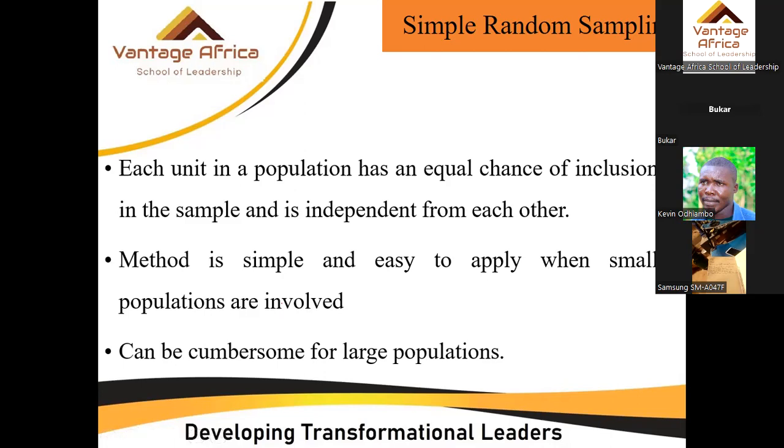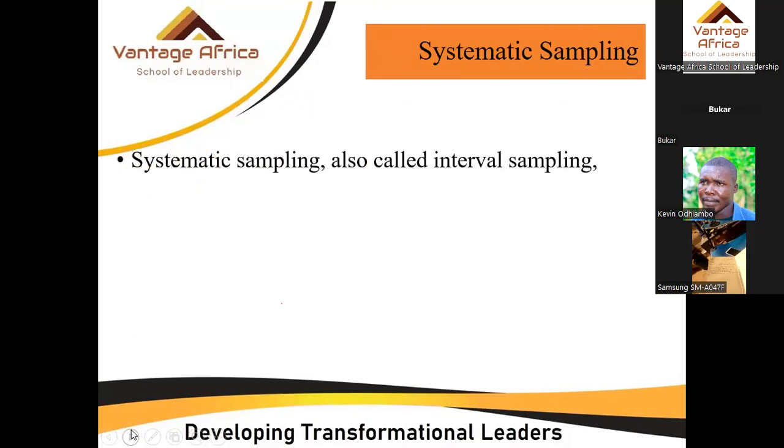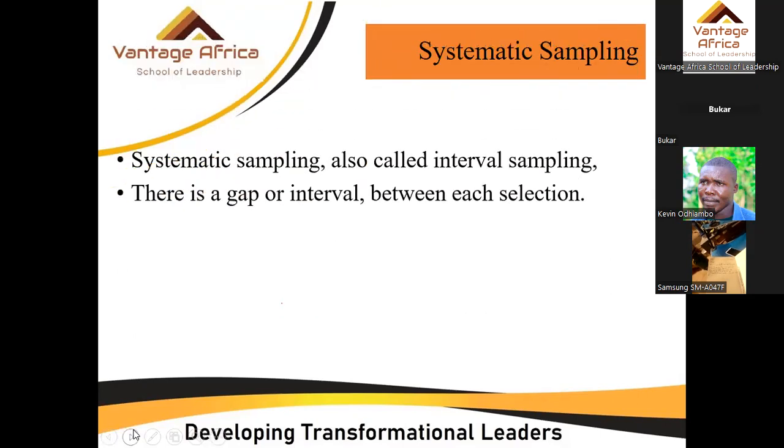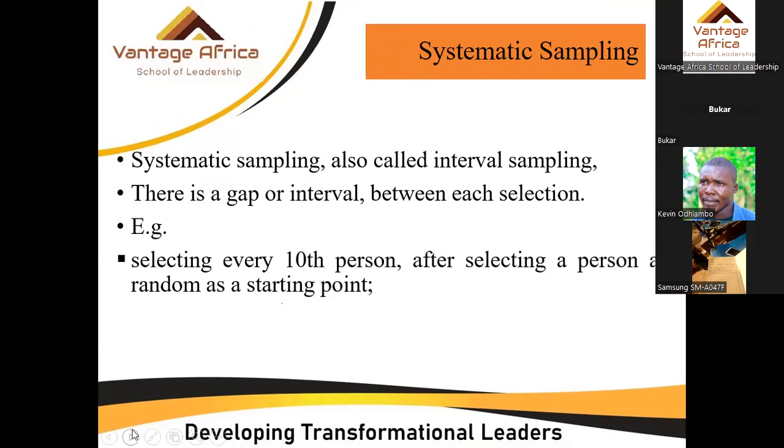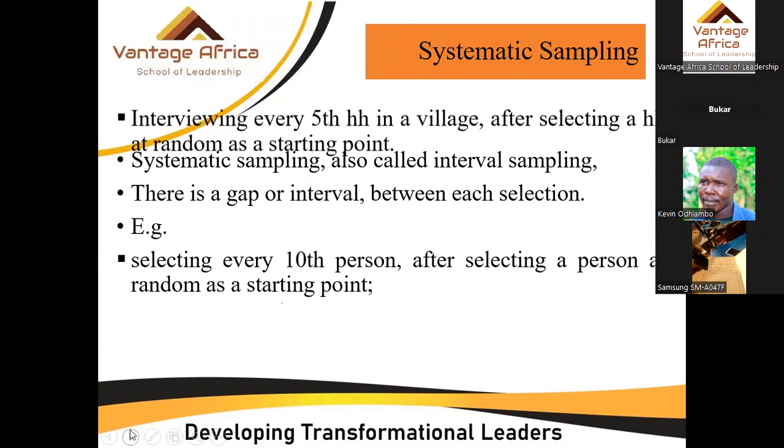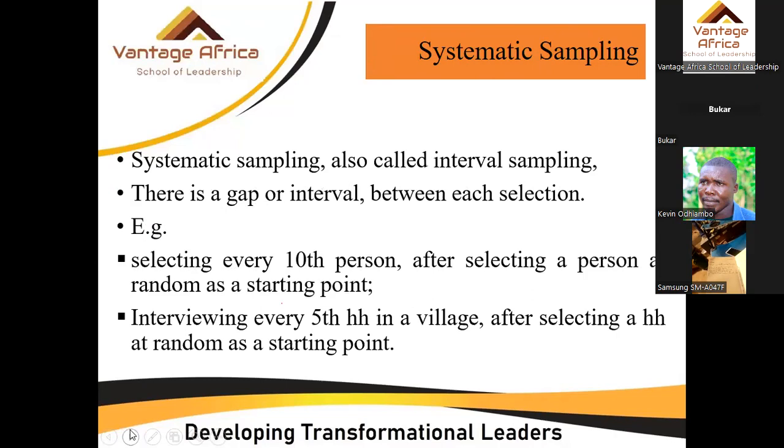Now, when it comes to systematic sampling, it's different from simple random. Systematic sampling is called interval sampling. Now, there's a gap or interval between each selection. So you have 20 people, you tell them, stay in a line. Then I am going to be picking every third person. Now, what makes it a probability sampling? Okay? You can say, for example, selecting every 10th person.